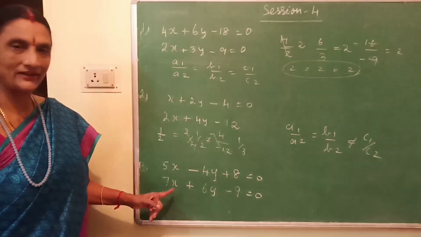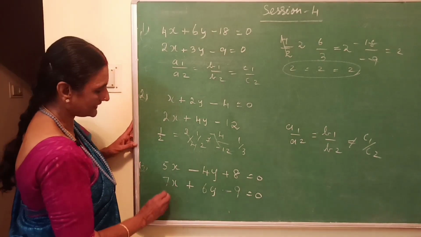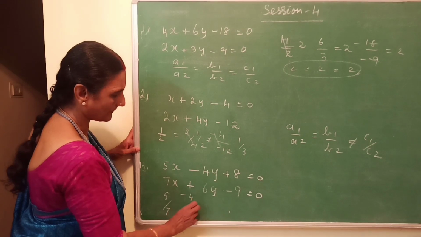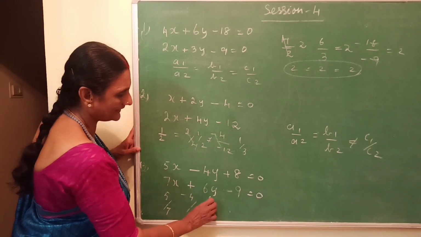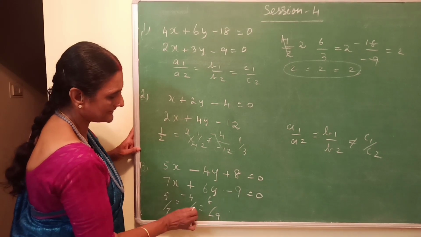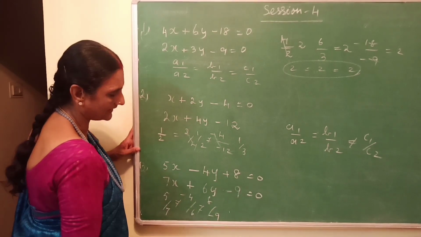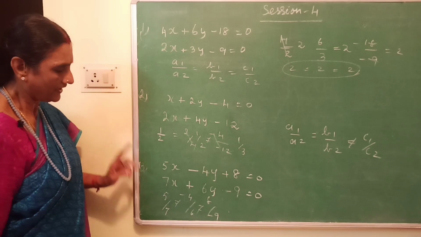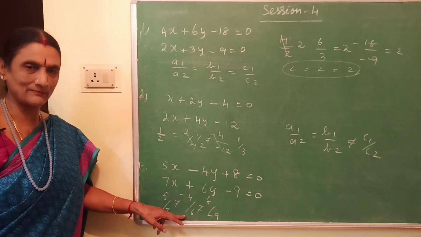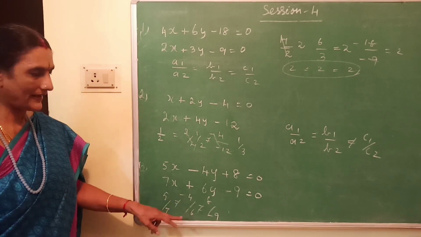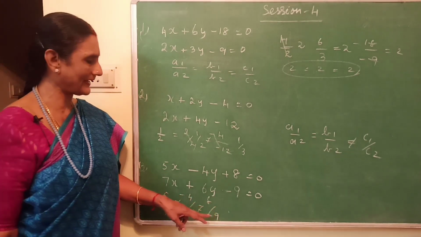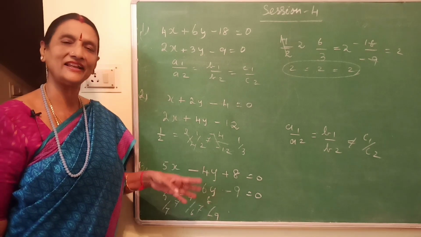Now the third one you take. Third one, what is A1 by A2? 5 by 7, minus 4 by 6, and then here 8 by minus 9. Now none of these ratios are equal. They are all different. 5 by 7 is not equal to minus 4 by 6. On simplification, you get this as minus 2 by 3. On simplification, you get this as minus 8 by 9. None of these ratios are equal.